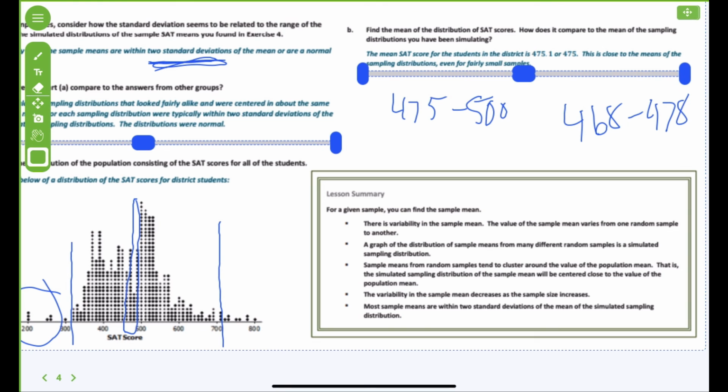A graph of the distribution of sample means from many different random samples is a simulated sampling distribution. Sample means from the random samples tend to cluster around the value of the population mean because samples should be representative of the population. That is, the simulated sampling distributions of the sample mean will be centered close to the value of the population mean. The variability in the sample mean decreases as the sample size increases. Most sample means are within 2 standard deviations of the mean of the simulated sampling distributions.